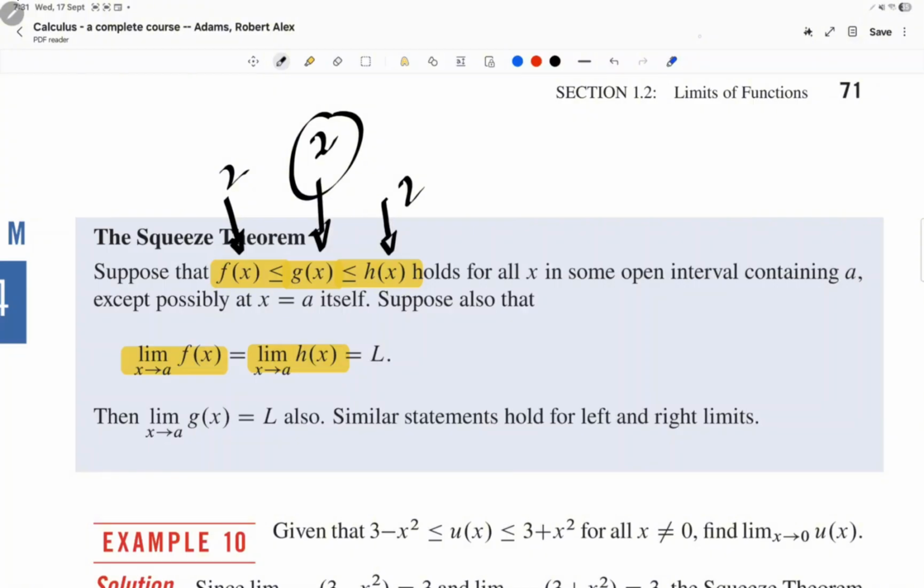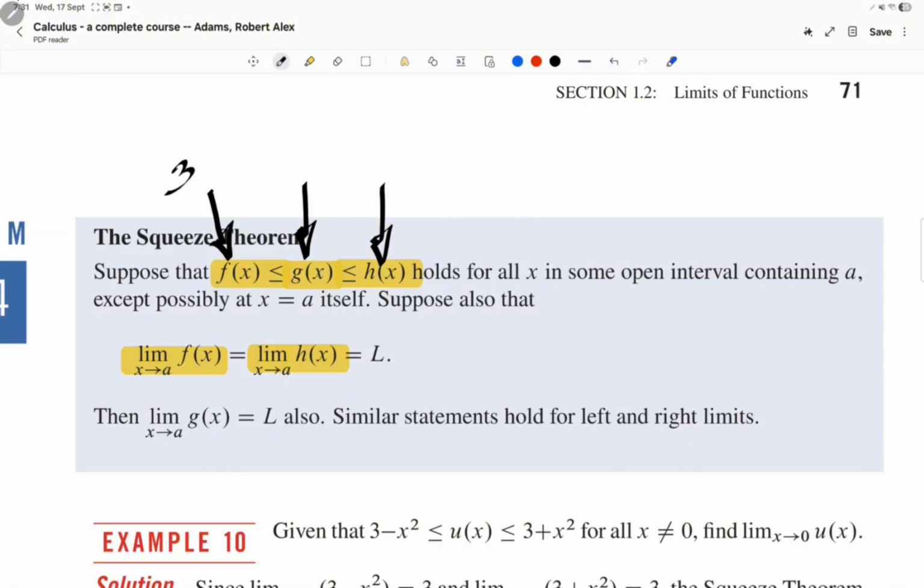Recap: if the number on the left and the number on the right agree, then the middle function will have the same exact number. Like if this is 3 and this is 4, the theorem doesn't work. The limit does not exist. They must be the same exact number.